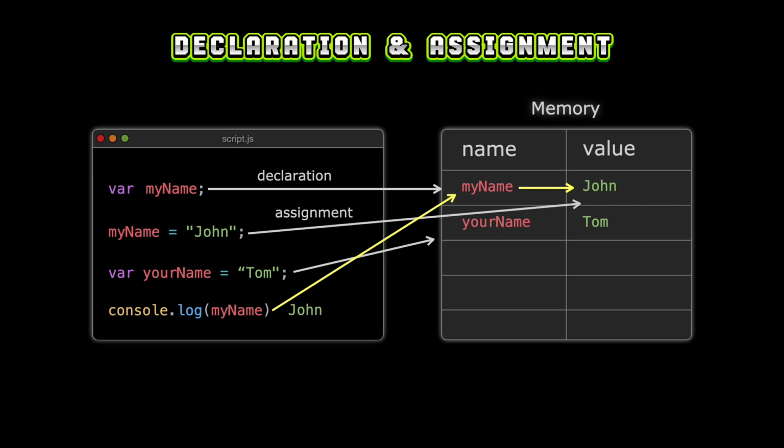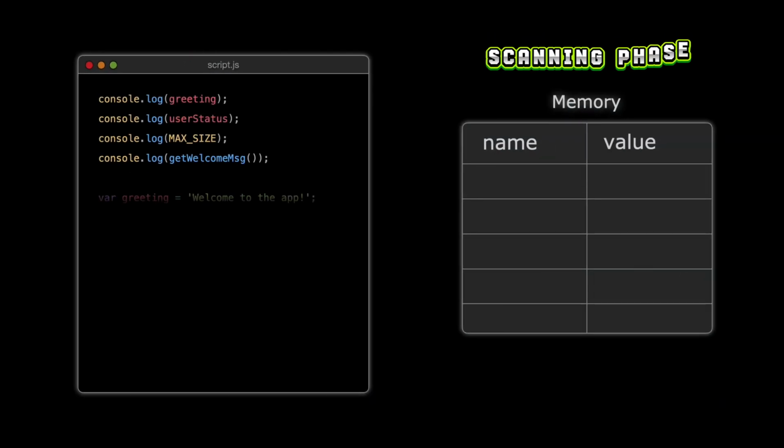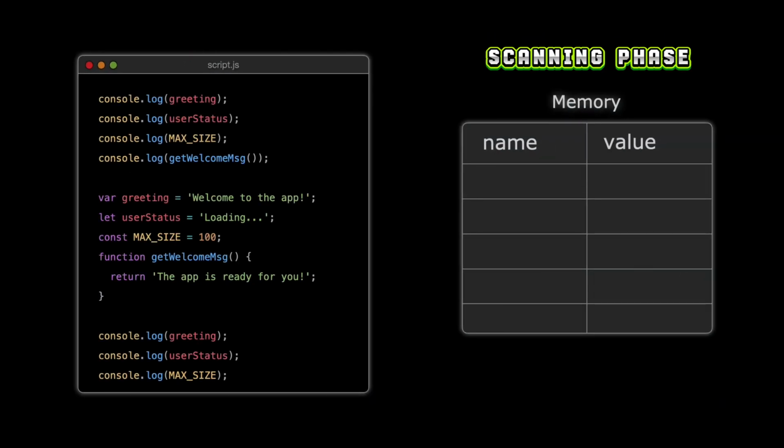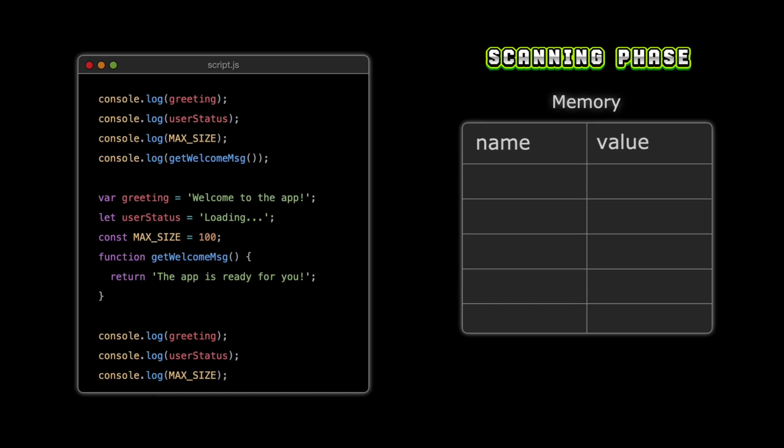Alright, now that we know about declaration and assignment, let's learn how JavaScript actually works with our code. Here we have a snippet of JavaScript code. We've got a greeting with var, a status with let, a constant for the maximum size, and a nifty little function. We're attempting to log these to the console before we've technically defined them. Let's see what happens. Alright, so JavaScript's engine does a first scan of the code from top to bottom, where it hoists declarations to the top. Let's break it down step by step.